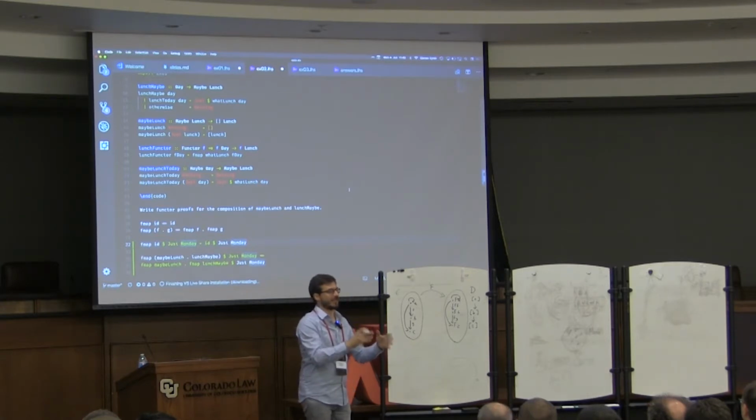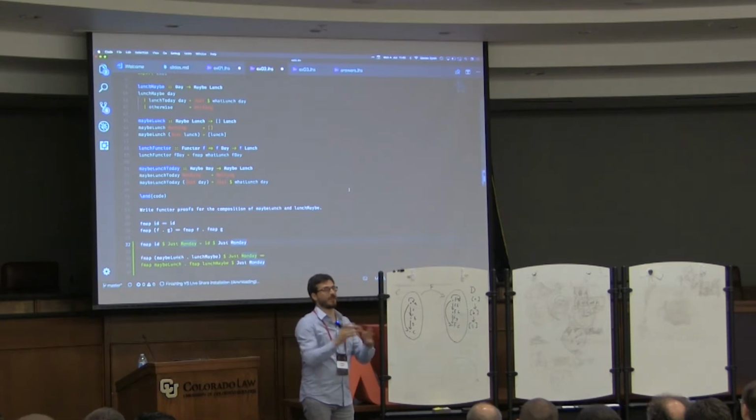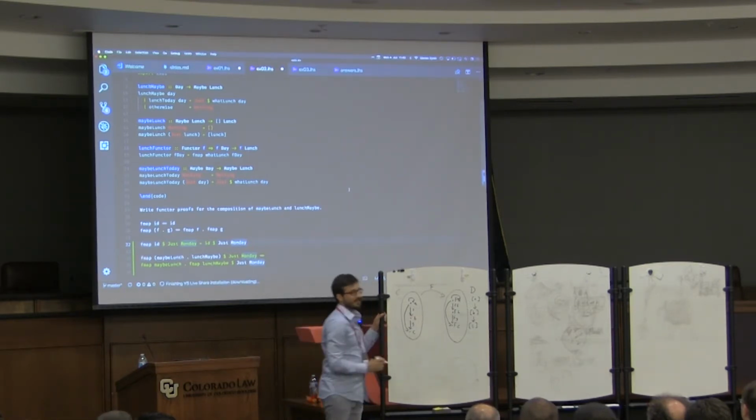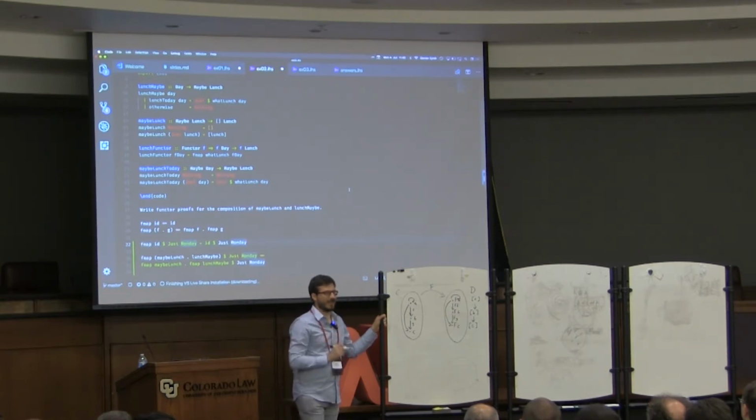So functors, just like sets, embed structure, right? It's a structure preserving map. A function is a structure preserving map. A functor is also a structure preserving map. Are there any questions about this or things I can clarify?